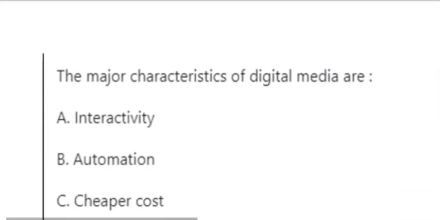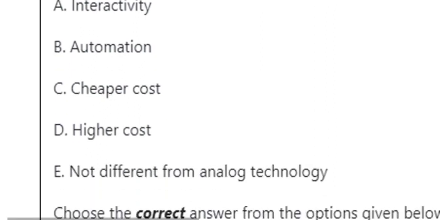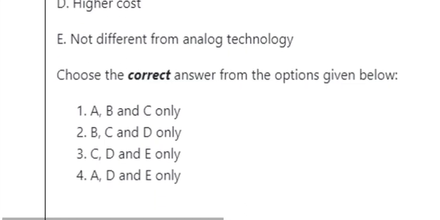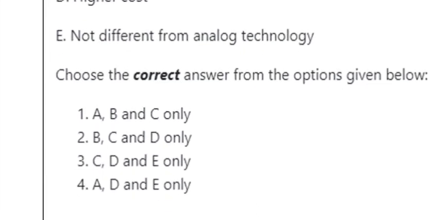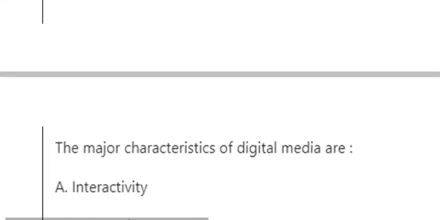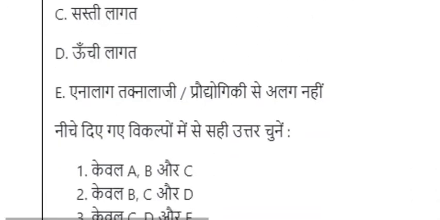Similarly, number 18, the major characteristics of digital media are what? Interactivity, automation, cheaper cost, high cost, not different from analog technology. And these are the options: A, B, C, B, C, D, C, D, E, A, D, E. 18, it will be number A, B and C only. D is not correct, E is not correct.